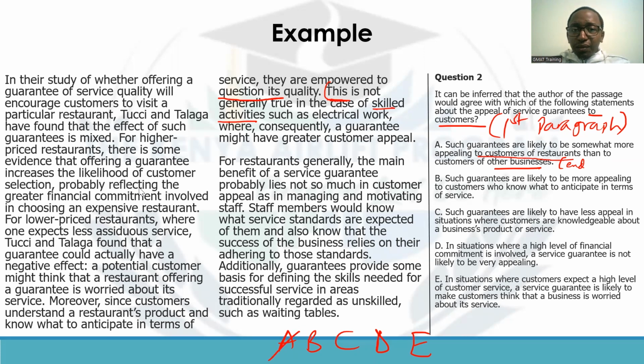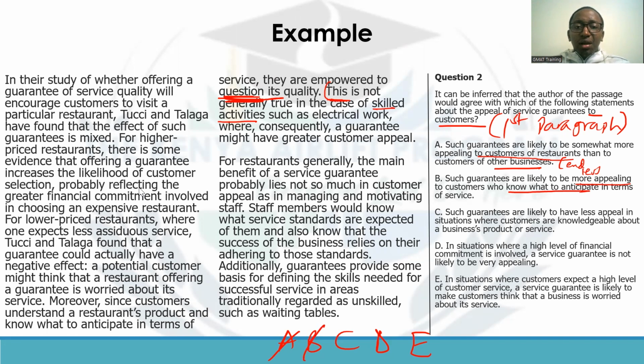And then such guarantees are likely to be more appealing to customers who know what to anticipate in terms of service. The sentence that we just read, since customers understand a restaurant's product and know what to anticipate in terms of service, they are empowered to question its quality. And our answer choice here says are likely to be more appealing. If this was less appealing, that would be okay, but this is actually the opposite of what the passage says.